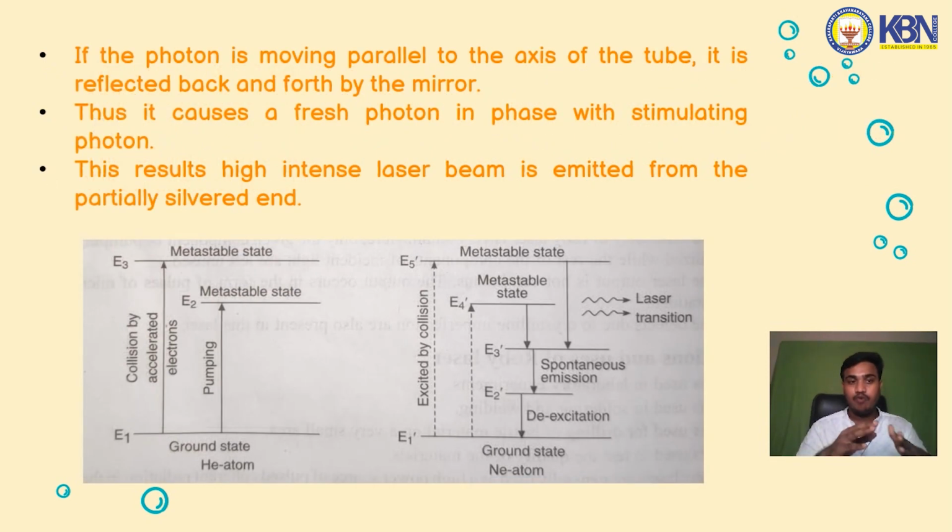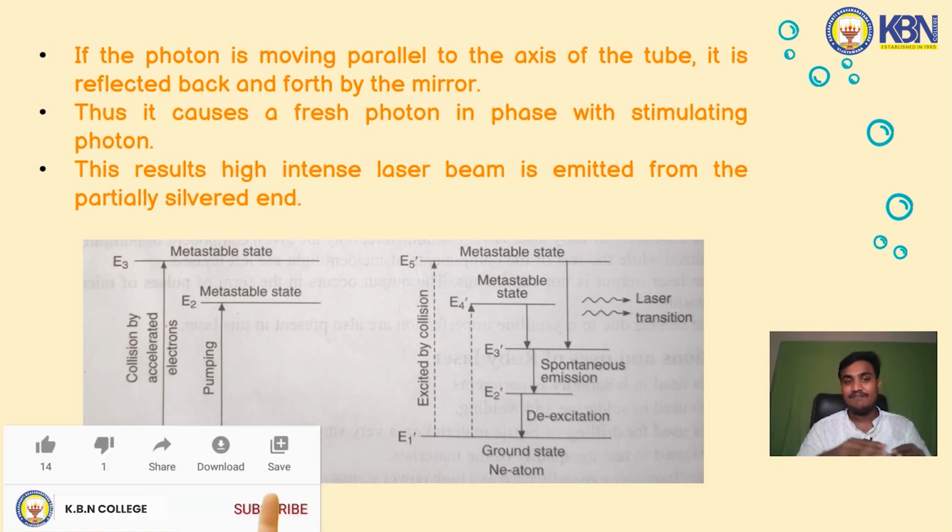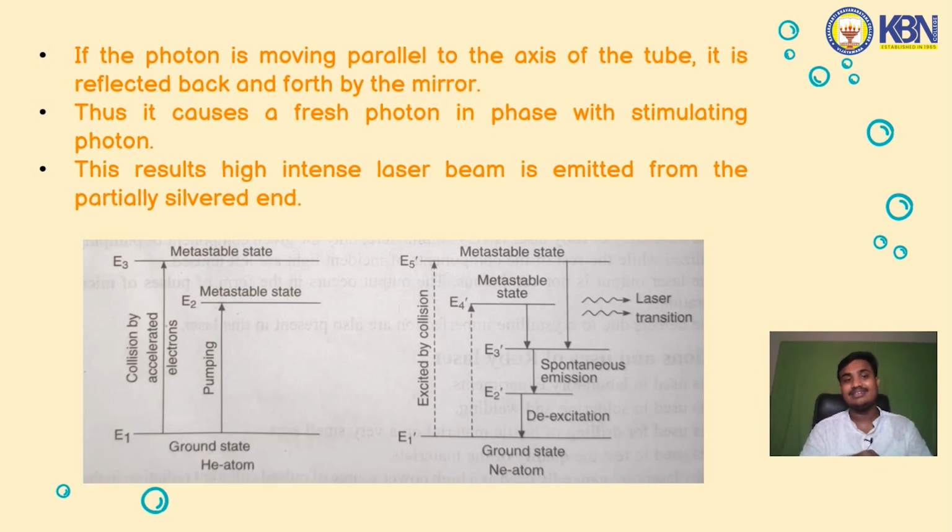If the photon is moving parallel to the axis of the tube, it is reflected back and forth by the mirrors. The two mirrors are there, no? The photon will move back and forth until an intense beam of output is emitted. Thus it causes a fresh photon in phase with the stimulated photon. This results in a high intensity laser beam emitted from the partially silvered end.